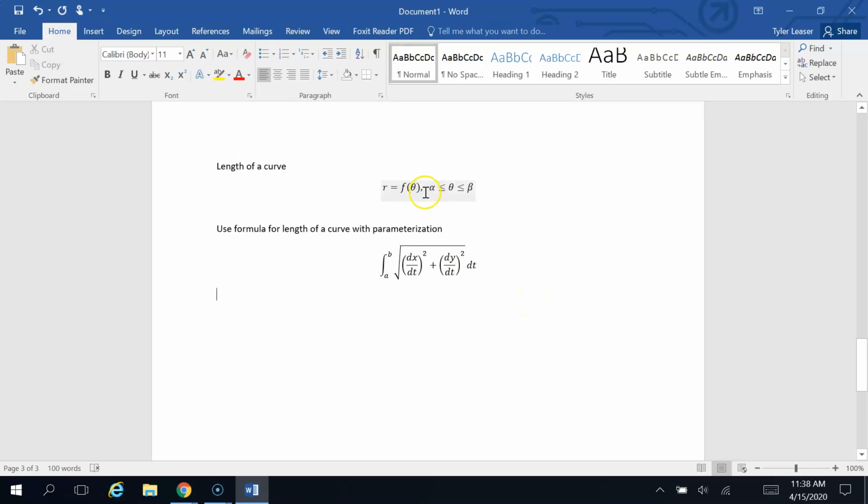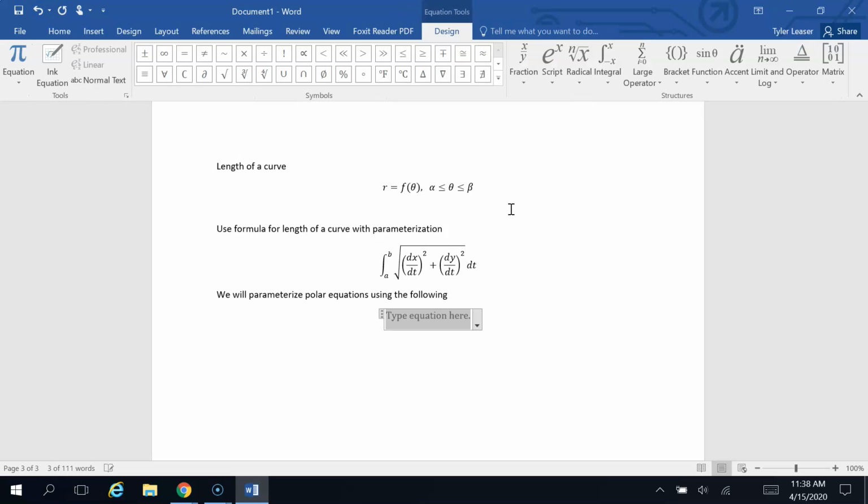All right, so now what we're going to do is if we are in polar form, we will parameterize polar equations using the following. And it's a very natural parameterization. We're just going to use those same equations that we looked at before and going back and forth between polar form and rectangular form. Those two equations are going to be r cosine of theta for x and then r sine of theta for y. Good. Cool. So these are going to be my parameterization functions.